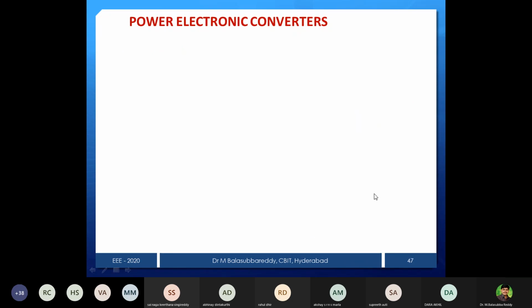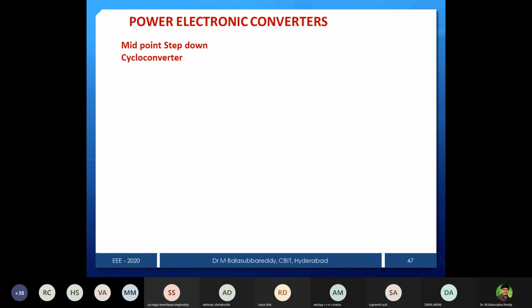Both is possible in case of cycloconverter. And I told, there are 2 types: midpoint and bridge type. And another classification, step down and step up. So now I will show you midpoint step down cycloconverter and bridge type step down cycloconverter.